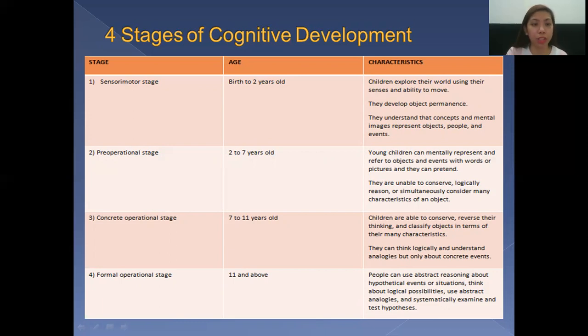For the concrete operational stage, children are now able to conserve, reverse their thinking, and classify objects in terms of their many characteristics. And finally, for the formal operational stage, people can use abstract reasoning about hypothetical events or situations, think about logical possibilities, use abstract analogies, and systematically examine and test hypotheses.